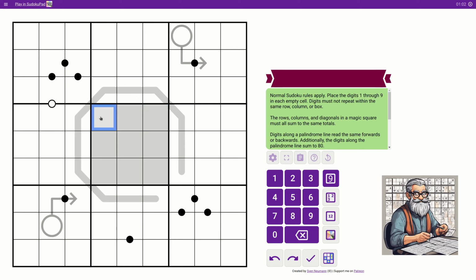Oh yeah, magic square. The rows, columns and diagonals must all sum to the same total. Okay, but this is all 45. Sum to 45, 1 to 9. So if those have to be equal, then they have to be 15. So those are 15 and this one is 15 too. Both diagonals? Yeah. Okay.